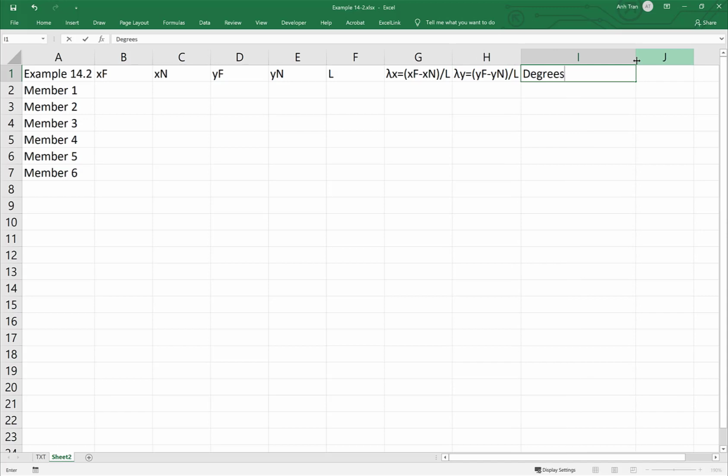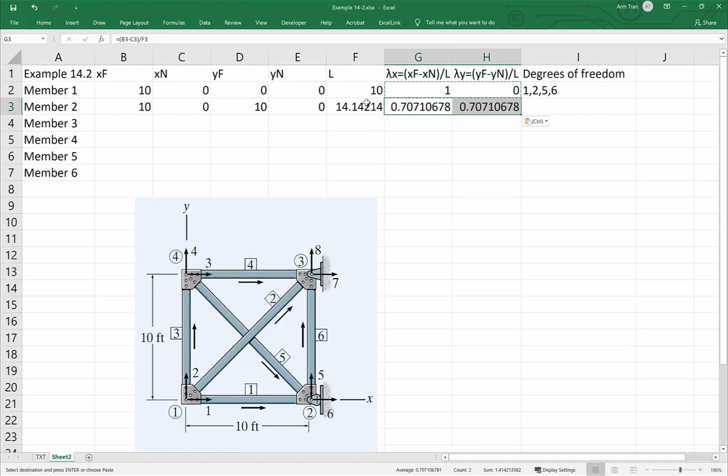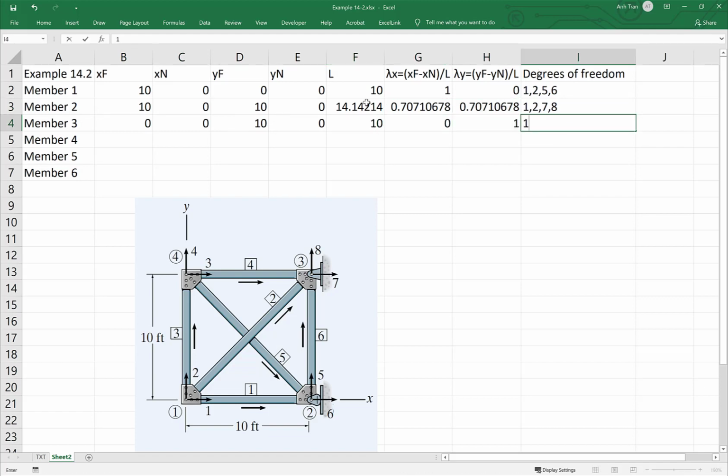Member 1 is horizontal, so its lambda y, the vertical coefficient, will be equal to 0. Member 1 is made up of nodes 1 and 2, so the degrees of freedom are 1, 2 and 5, 6. Member 2, from nodes 1 and 3, is made up of degrees of freedom 1, 2 and 7, 8, and is 45 degrees above the horizontal plane, so its lambda x and lambda y will be equal to 0.7071. Member 3 is vertical, so lambda x equals 0, and is made up of DOF 1, 2 and 3, 4.